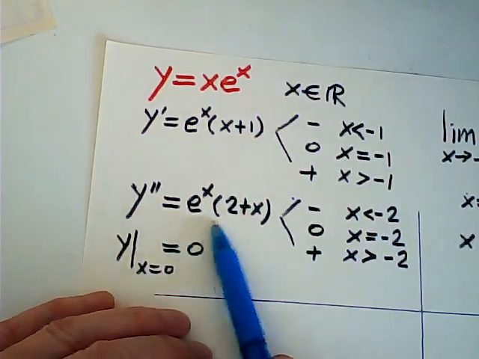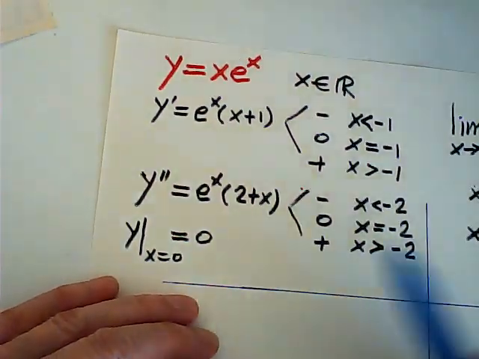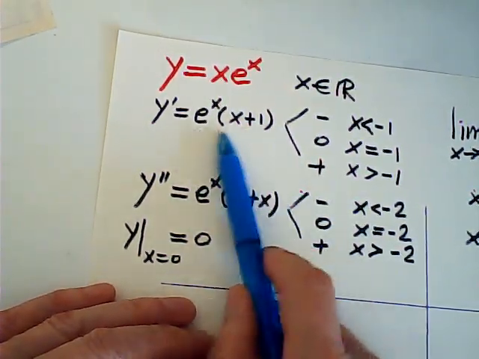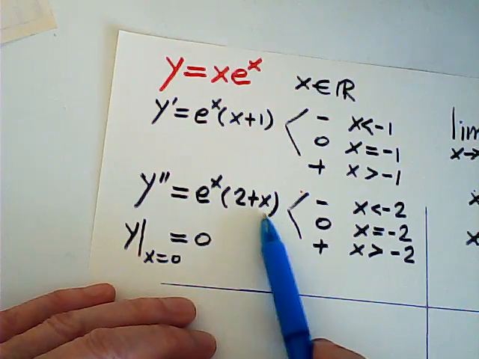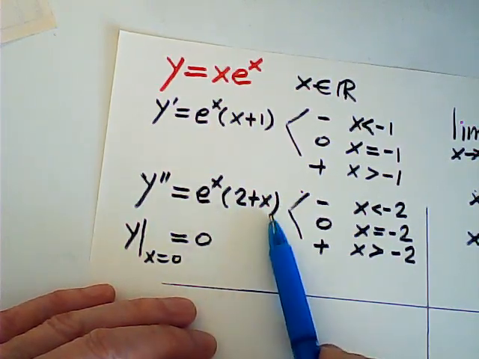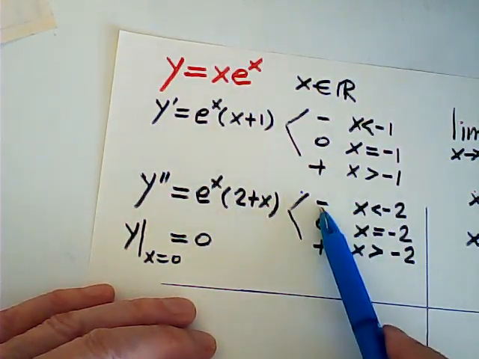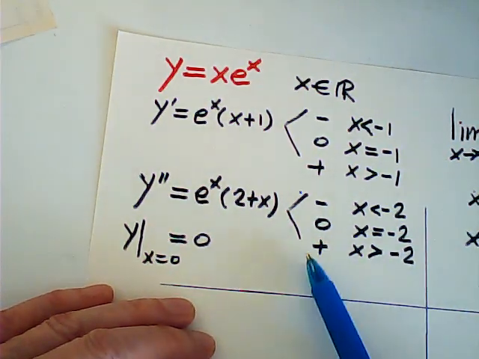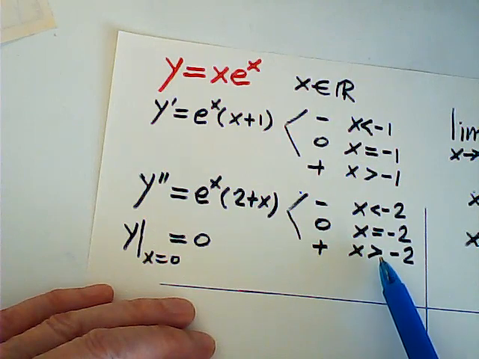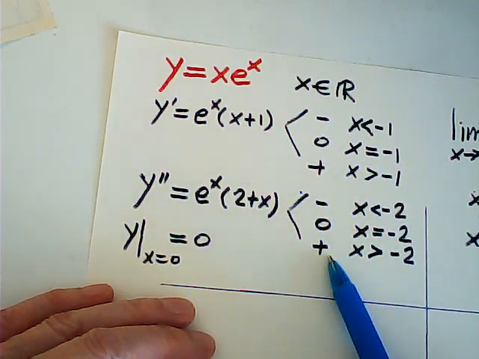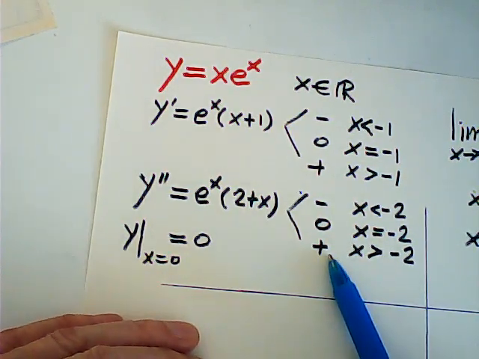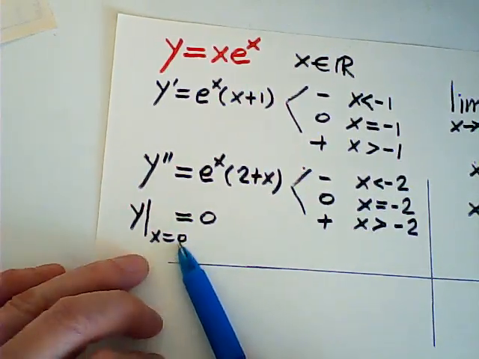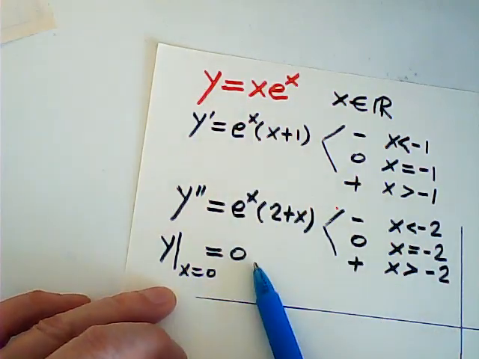Now, then we do the second derivative. Second derivative, we take a derivative and simplify. We get this, from which we can find that it is negative for x less than -2. At -2 it is 0. And x is greater than -2, the second derivative is positive. But also note, we pick up a special point at 0. At 0, y is 0.